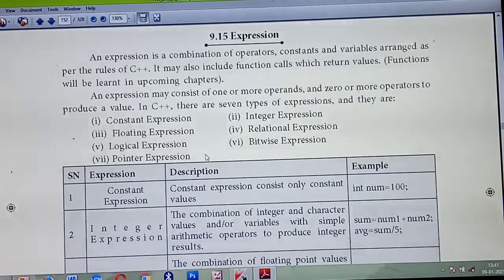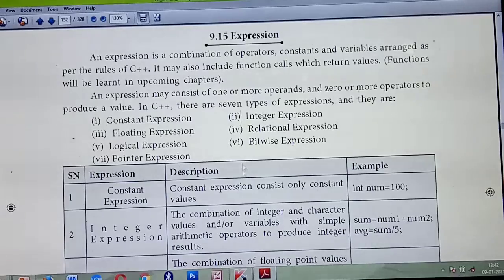Totally 7 expressions are there. Listen, so these are the 7 expressions. What are they? First one is constant expression. Second one is integer expression. Third one is floating expression. Fourth one is relational expression. Fifth one is logical expression. Sixth one is bitwise expression. And seventh one is pointer expression.